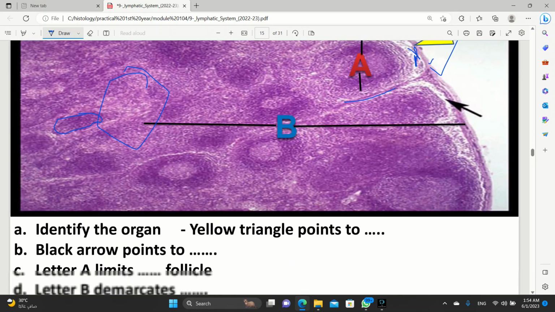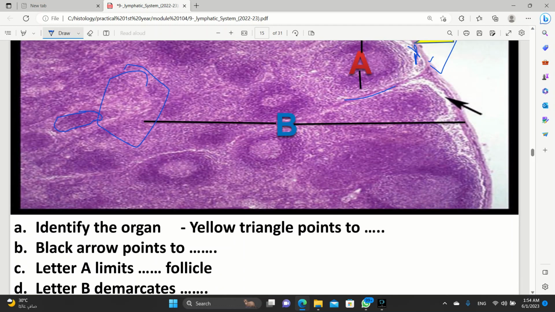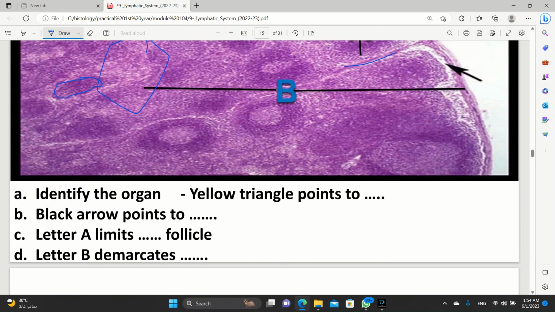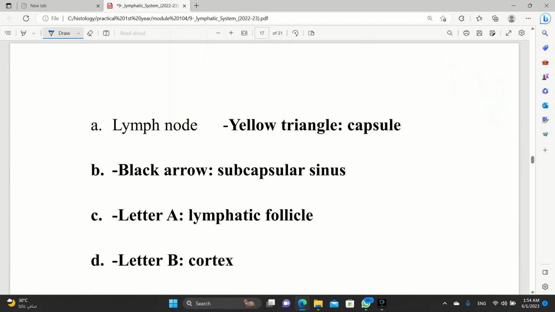Identify the organ. Lymph node. Yellow triangle points to the capsule. Black arrow points towards the subcapsular sinus. Letter A limits the lymphatic follicle. Letter B demarcates the cortex.